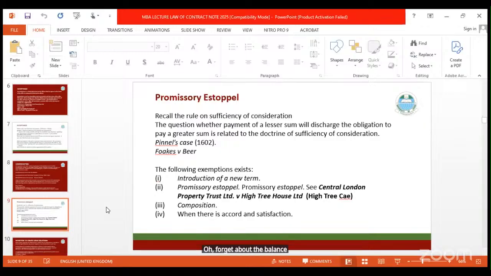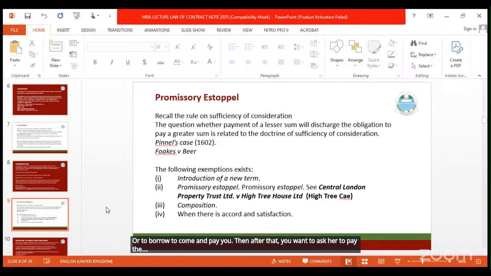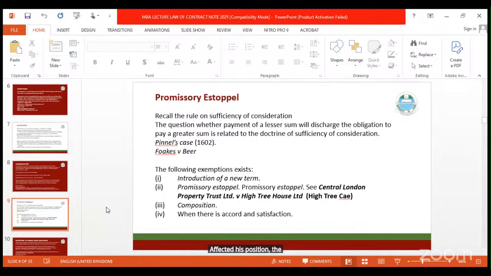The person has gone to sell something that they wouldn't have sold, or to borrow to come and pay you. Then after that, you want to ask them to pay the balance again. They relied on it, and if you change it, it would have affected his position. The law will stop you. So promissory is just a promise that you made, and someone has relied on your promise, and you want to withdraw that promise. If you're allowed to withdraw it, it will affect that person, right? So the law will stop you. That's the meaning of estoppel. You are stopped from coming back.